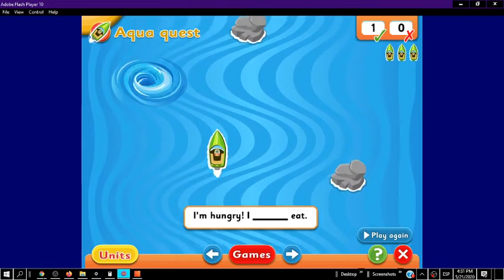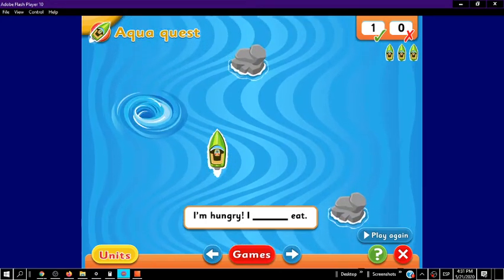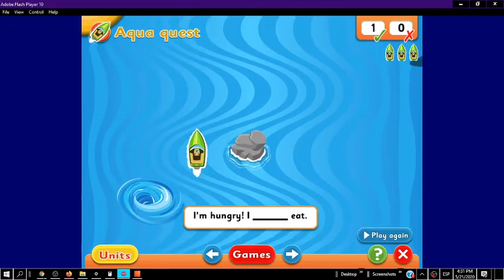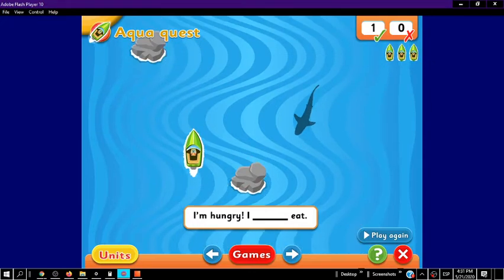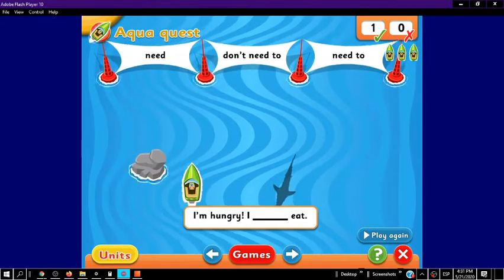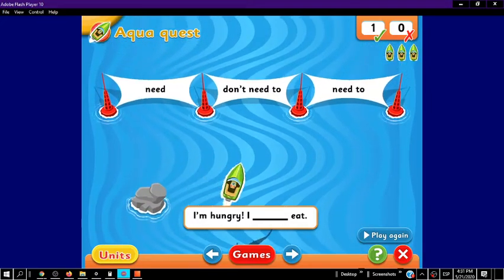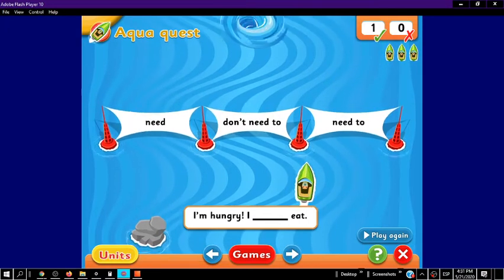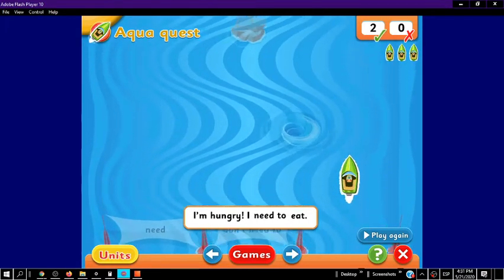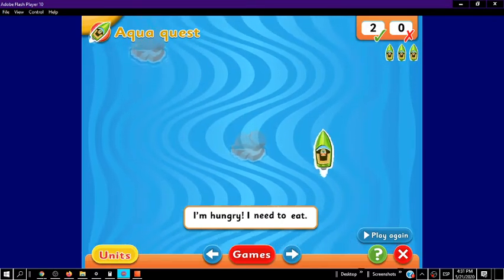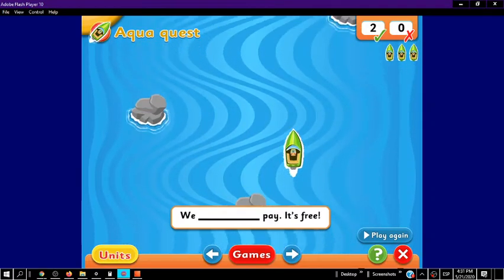The next sentence says, I'm hungry. I blank eat. Let's try to find that. I need eat. No, I don't need to eat. Or I need to eat. I think need to is probably the most important one. If you're hungry, right? I'm hungry. I need to eat. Let's look at that whirlwind.